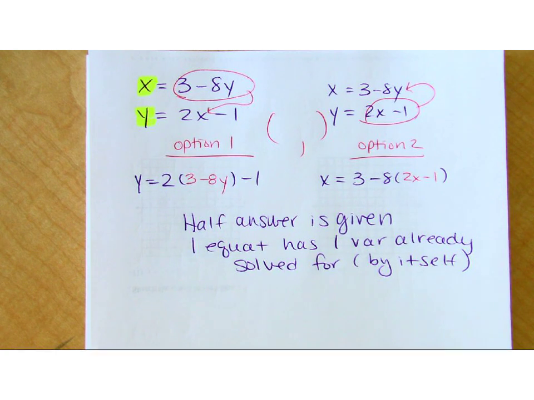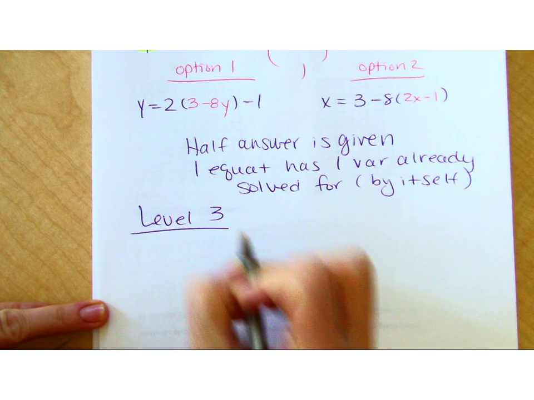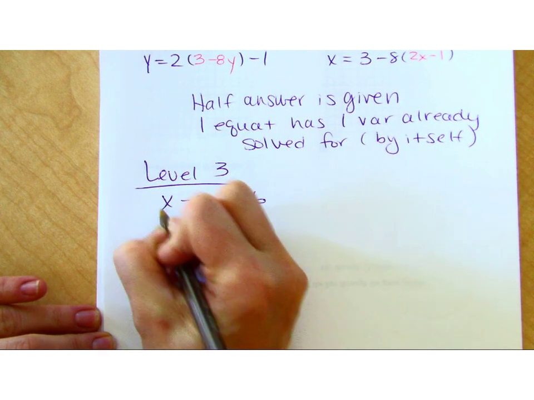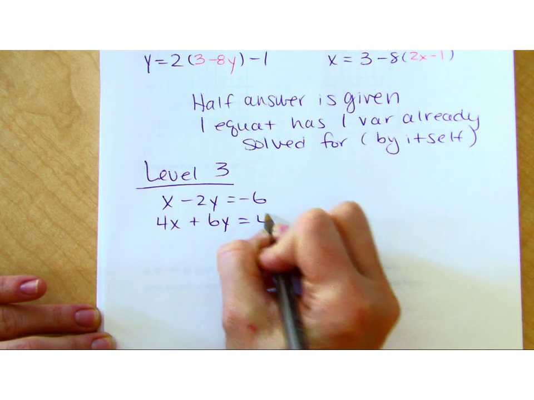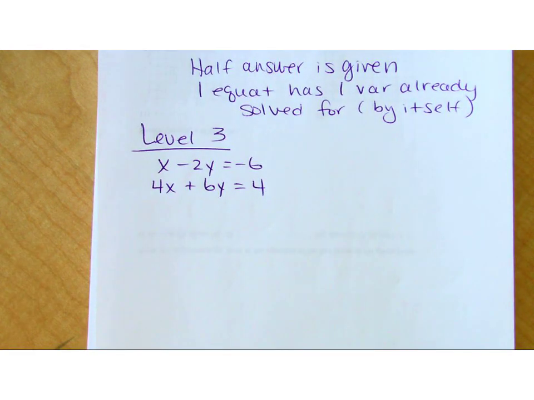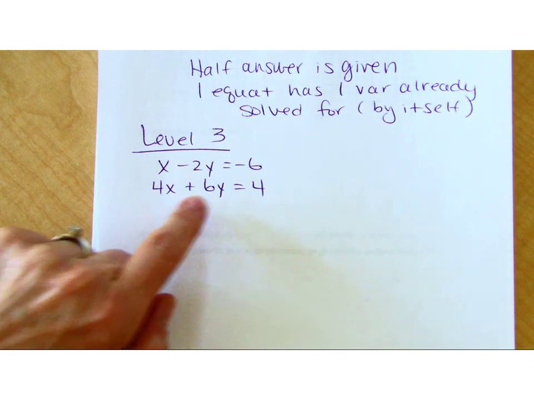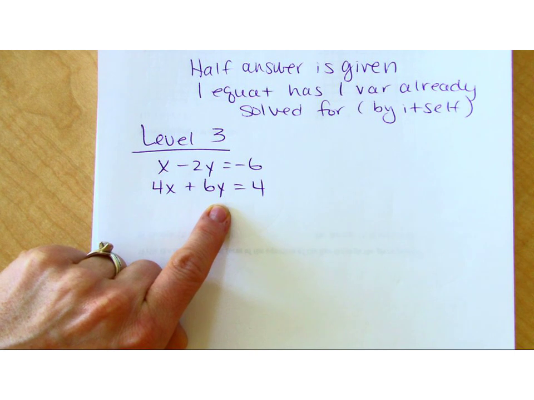A level 3 looks like this. A level 3 says, okay, x minus 2y equals negative 6, and 4x plus 6y equals 4. So, if I pick my highlighter up and I'm about to highlight something that's already by itself, there's nothing to highlight. Because this x is not alone, neither is this y or this x or this y. So all I have to do is get one of them alone. And I get to choose which one.